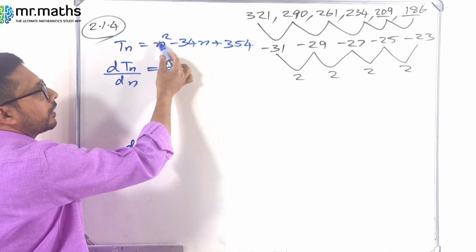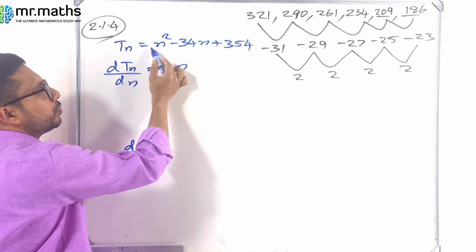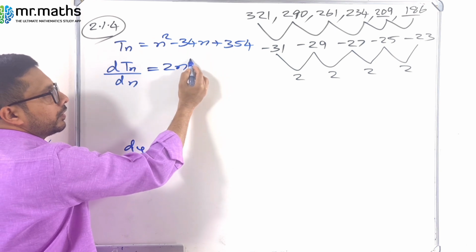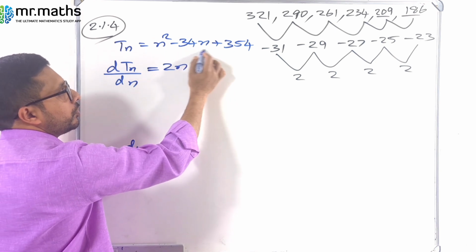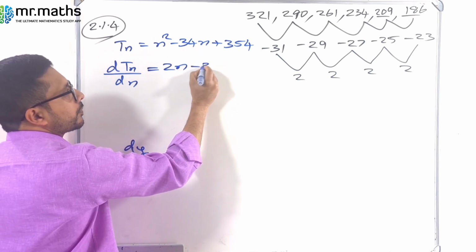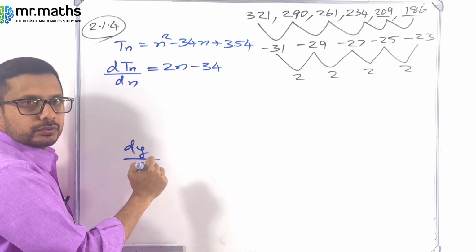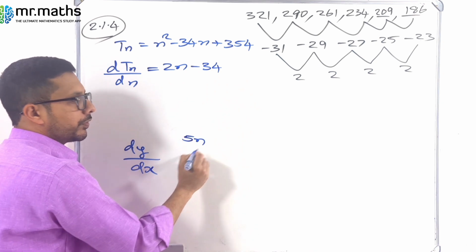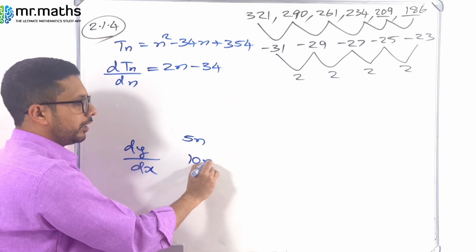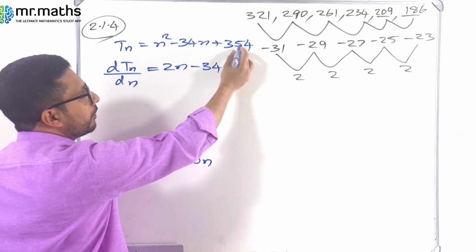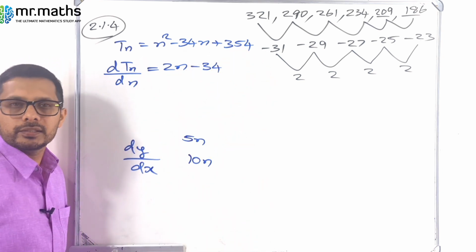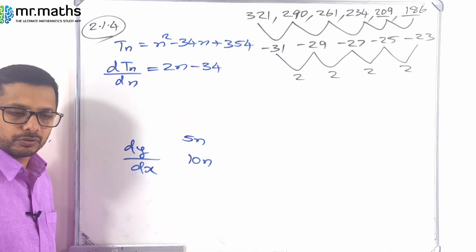Okay, so here what is the derivative of n square? This 2 will come here and 1 less than this 2, that means 2n, 2 minus 1 is 1. Okay, what is the derivative of minus 34n? That is minus 34. You remember that one? What is the derivative of 5n? 5. What is the derivative of 10n? 10, like that. Okay, what is the derivative of the constant term? It's 0. We don't want to write the derivative of the constant term, it's 0.